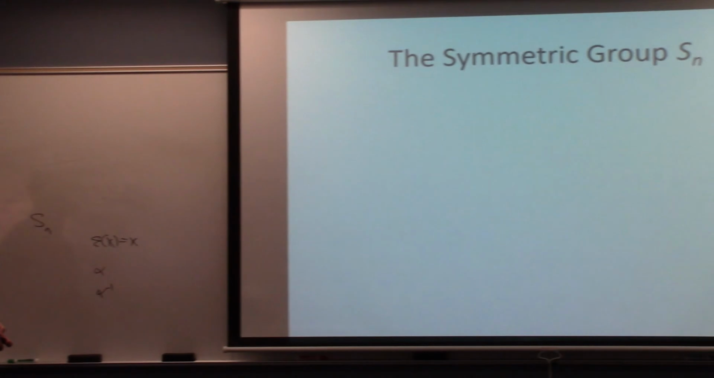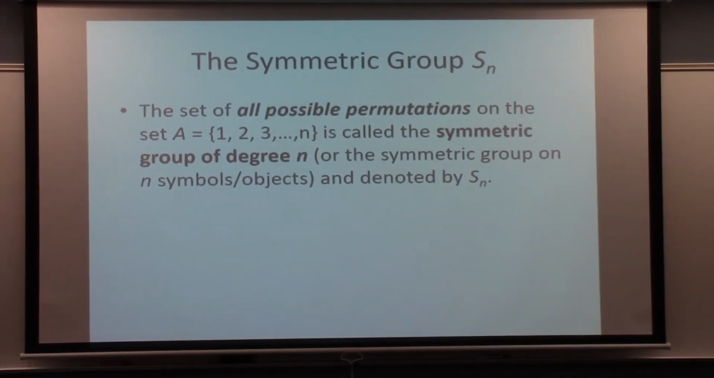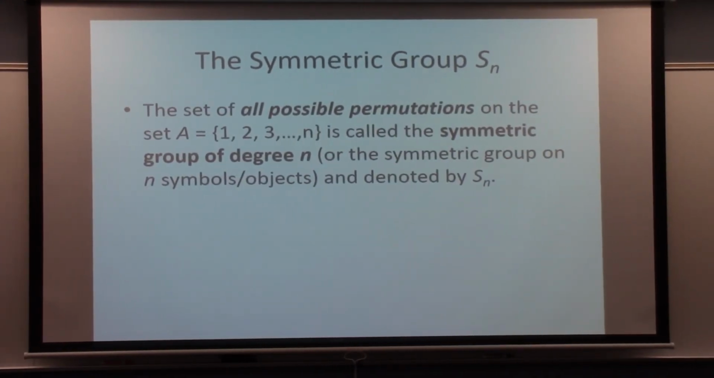So here's S_n, and here's the general description of it. Again, it's the set of all possible permutations on the set 1 through n. It's called the symmetric group of degree n. I usually don't use the word degree personally. I usually describe it as the group of all permutations on n symbols or n objects. If you say symmetric group, you implicitly mean all possible permutations, denoted by S of n.